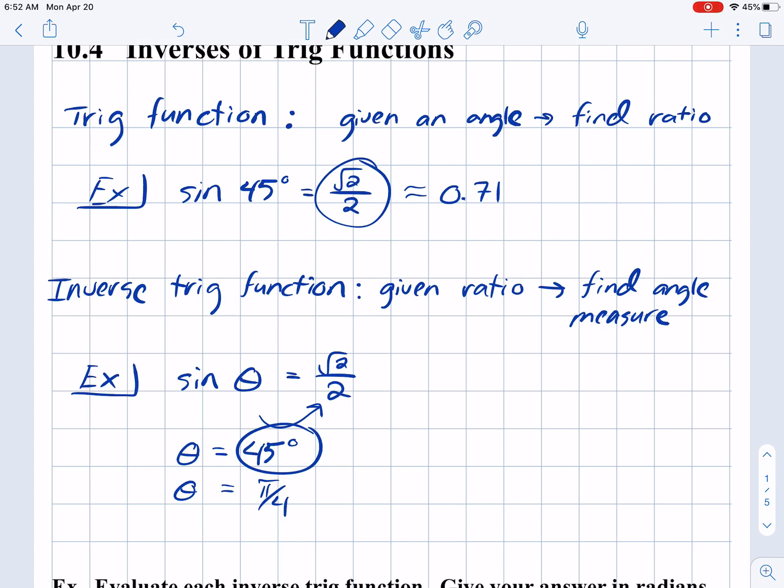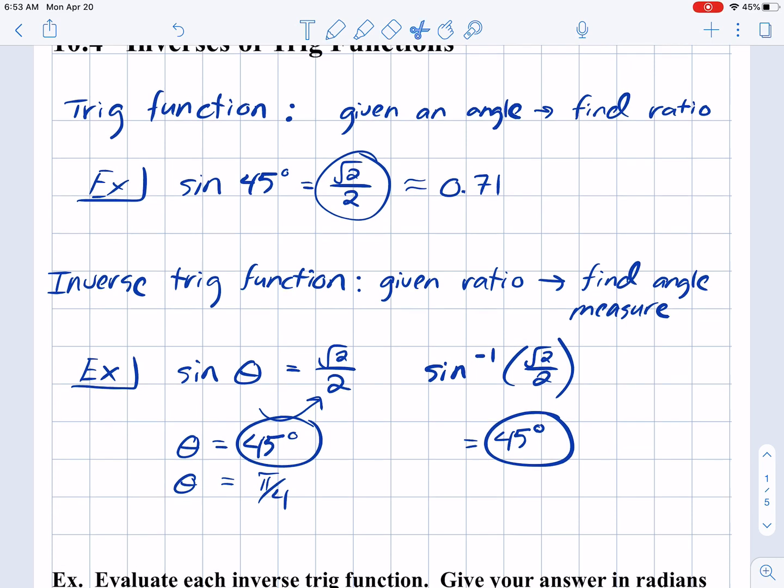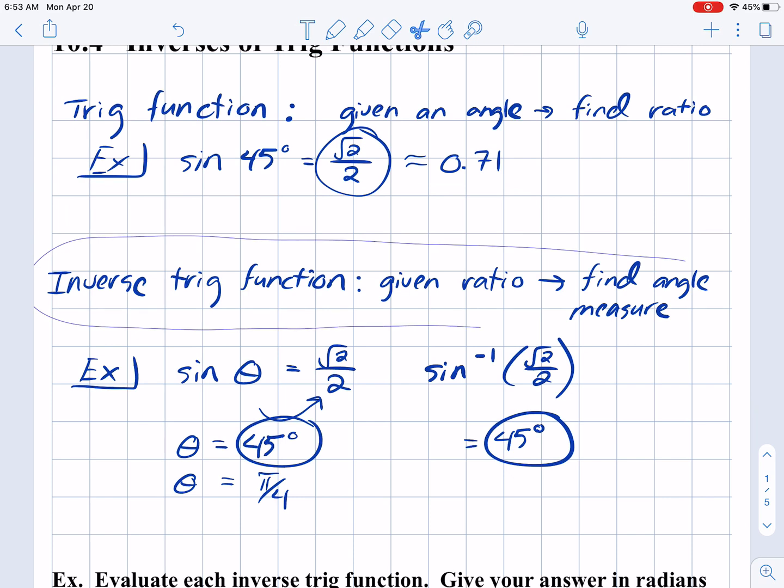Okay, another way you might see this is you might see the inverse. Remember this, to the power of -1, that means inverse sine of root 2 over 2. And that's just asking you to do the same thing. What angle measure gets you a ratio of root 2 over 2? Oh, that would be 45 degrees. Let's try one more before we go do these examples. I'm going to slide all of these up, and we'll do one more.